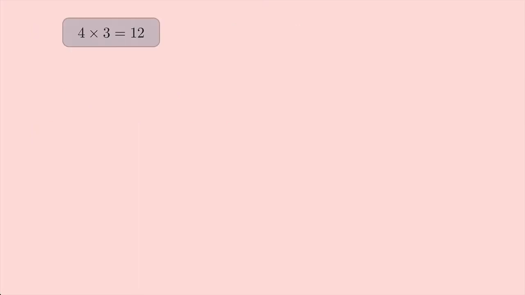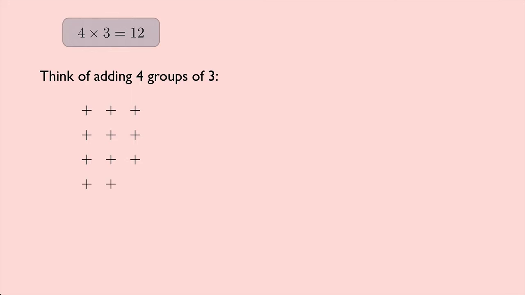So to think about this, let's look at 4 times 3 equals 12. Well, we can think of adding 4 groups of 3. So we have one group of 3, another group of 3, a third group of 3, and a fourth group of 3. And if you add up all of those plus signs, you would get positive 12.